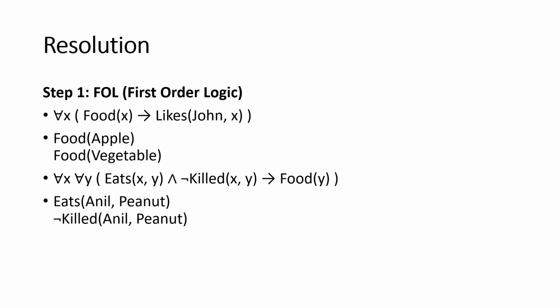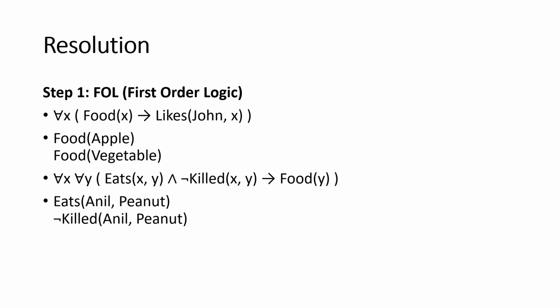The second statement is: apple and vegetables are food. We can consider food of apple and food of vegetable separately, where apple and vegetable are unique to each other and food is separate. The third statement is: anything anyone eats and is not killed is food. For anything and anyone we can use the for all symbol. That is the first symbol which can be represented in the sentence.